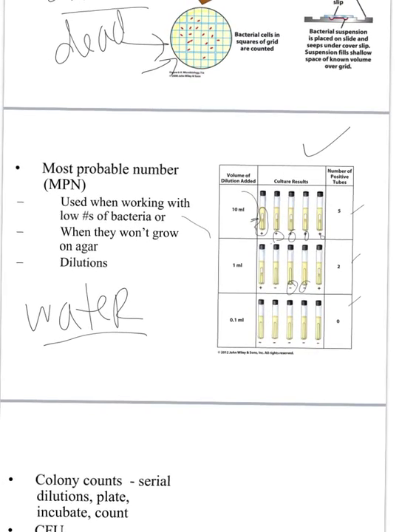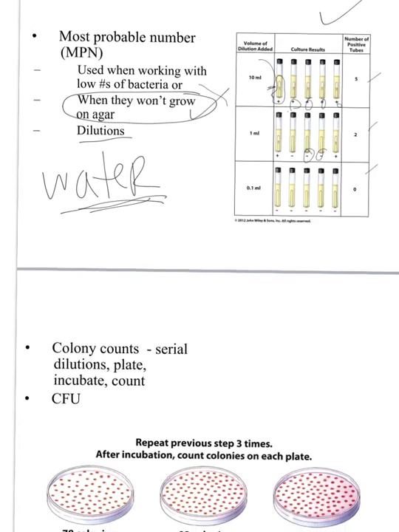It can also be used when the bacteria won't grow on agar, so you wouldn't be able to do a streak plate. You'd have to use broth. So it's based on dilutions. It's pretty straightforward. I'll show you how to do it. So water, or when they won't grow on agar. Like if they're sampling greenbrier in the summer, this is one way that they could do it.